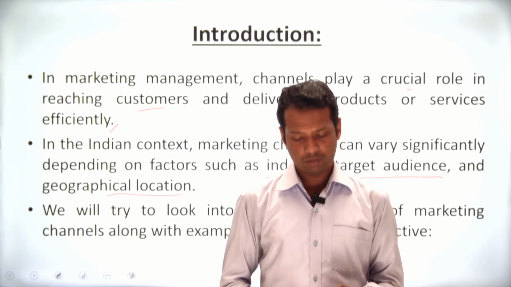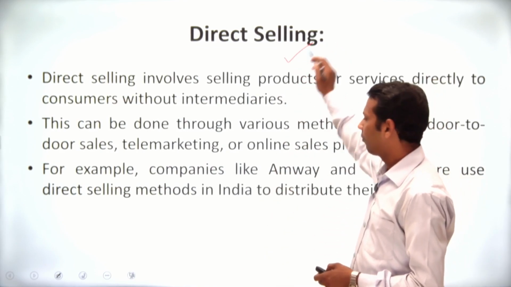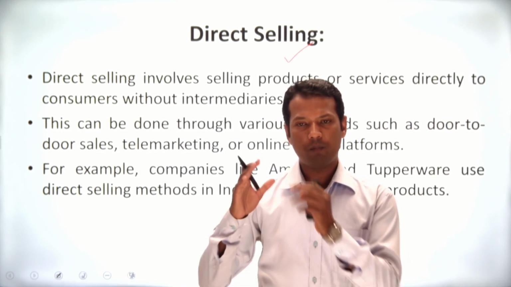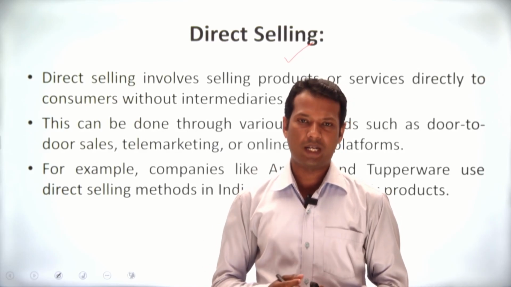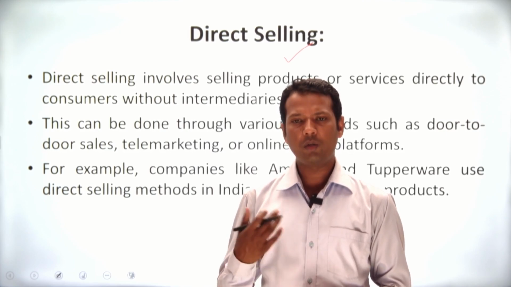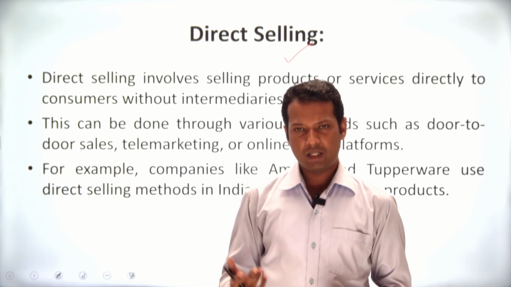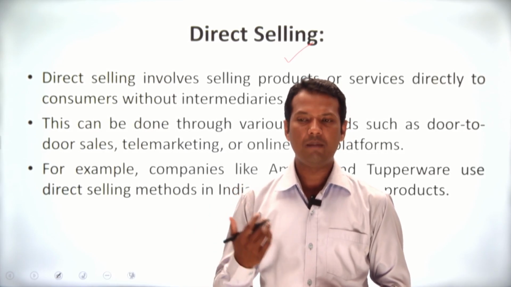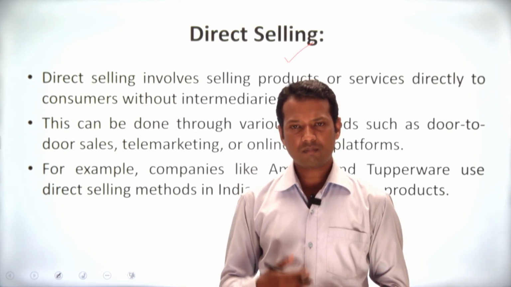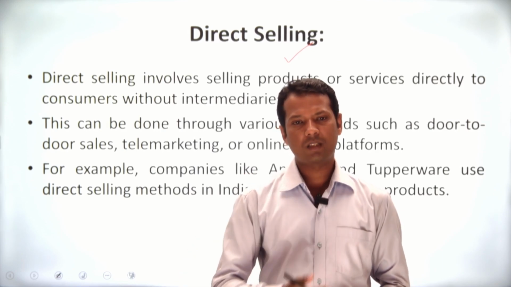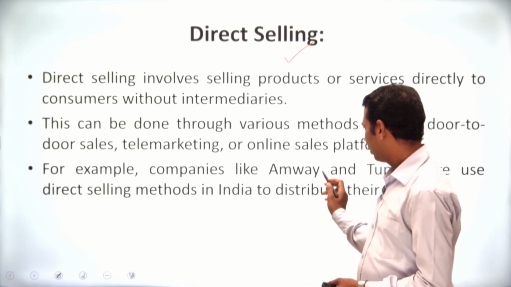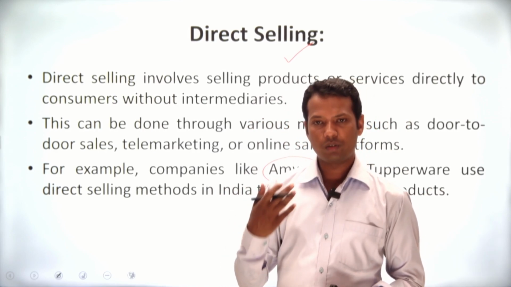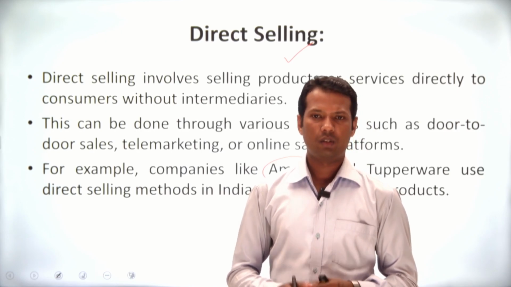Through a few examples, the first one is direct selling. Now, what do you mean by direct selling? Direct selling means when a producer tries to sell the product or services directly without any kind of intermediaries. You can say door-to-door selling, maybe telemarketing or some sort of online selling. There are various methods through which the product goes directly to the customers. You must have heard about Amway. Amway was one of those companies that used to sell their products directly to the customers. So this is known as direct selling.